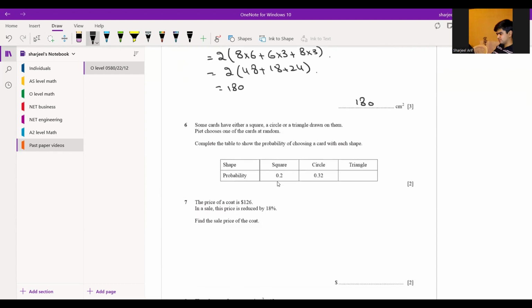Now look at question number 6. Some cards have either a square, a circle, or a triangle drawn on them.